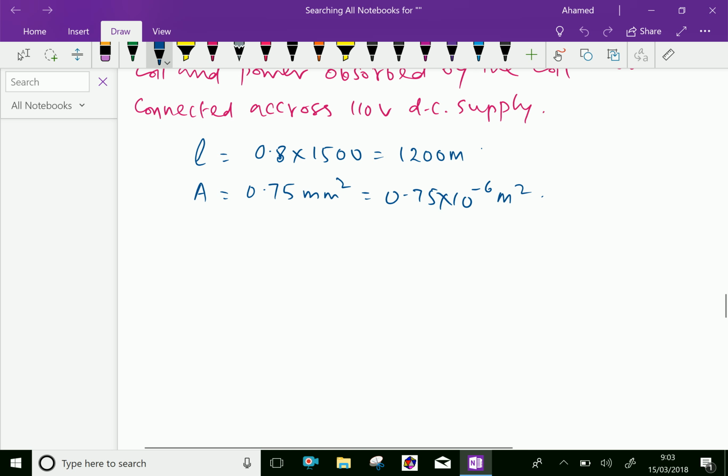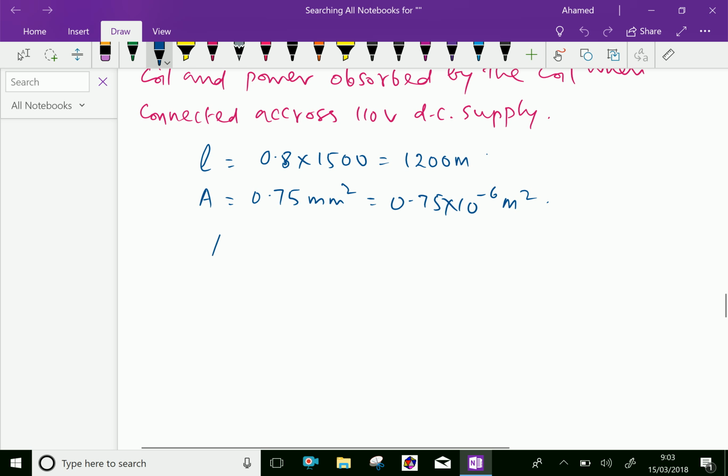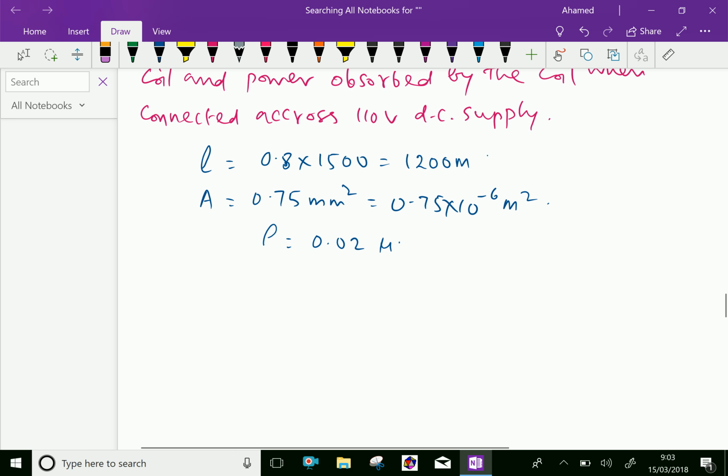Now we have the formula for resistance R. Also, we write the given things: rho, the resistivity of the copper, is given as 0.02 micro ohm meter, which is equal to 0.02 into 10 to the power of minus 6 ohm meter.